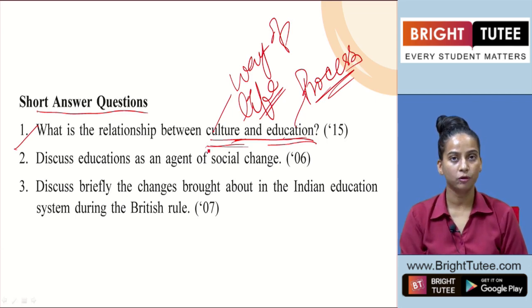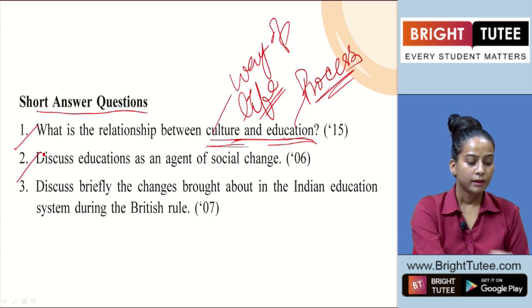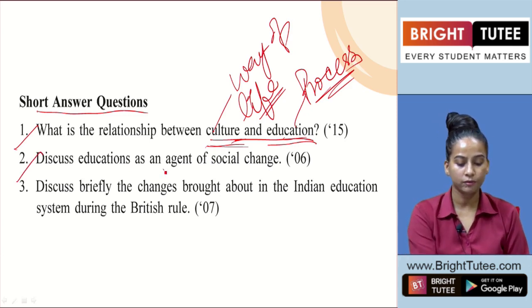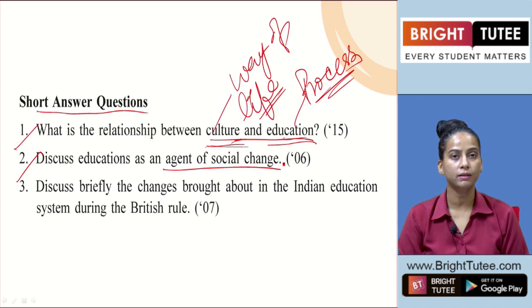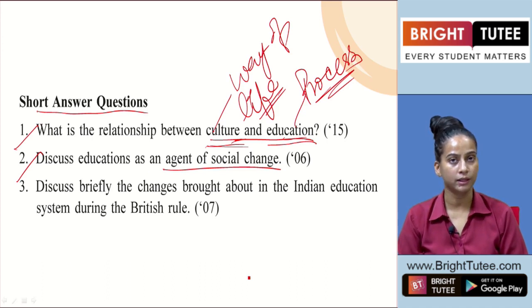Firstly you will give the meaning of both terms, and then you will give examples, and then you will elaborate how both are interconnected and how they are helping each other. Next one: discuss education as an agent of social change. How is education playing an important role in bringing change in our society?